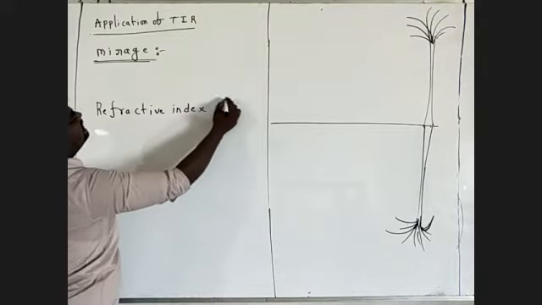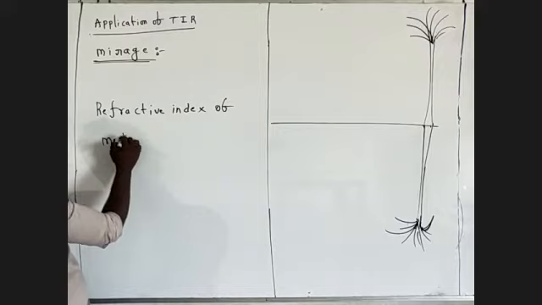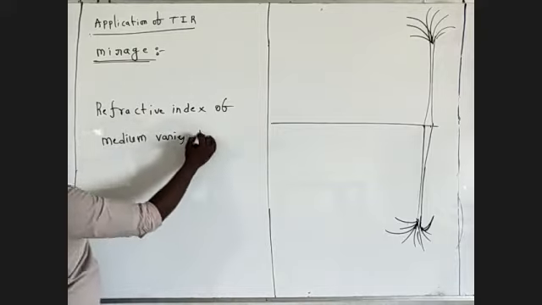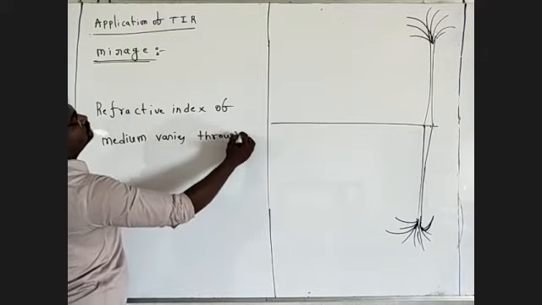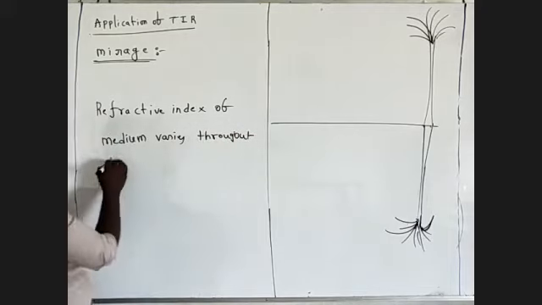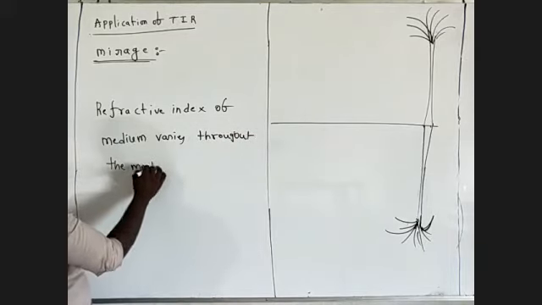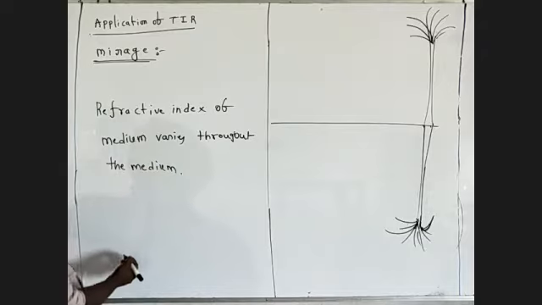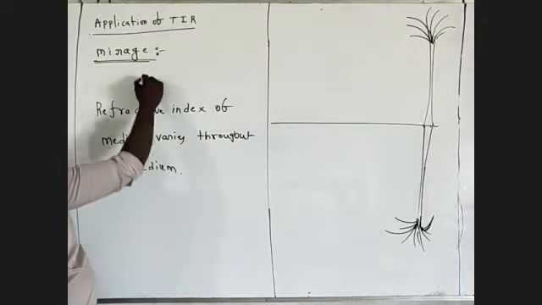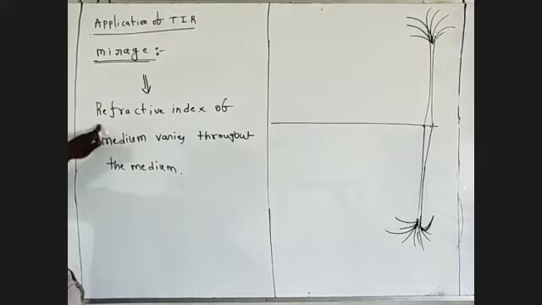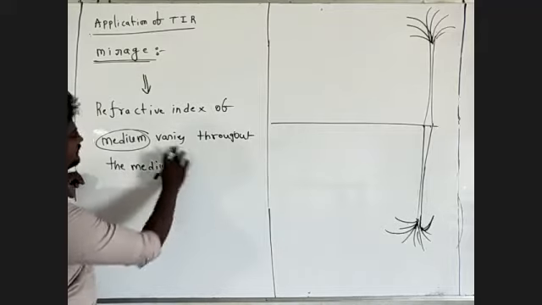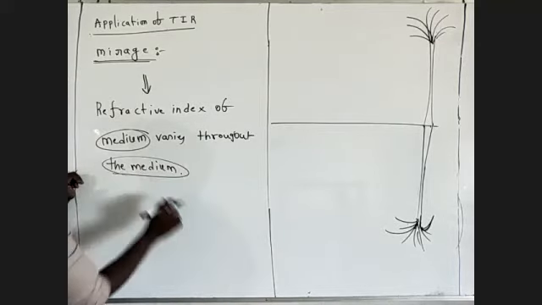The refractive index of a medium varies throughout the medium. So here, refractive index is the best example. The refractive index of the medium varies throughout the medium.